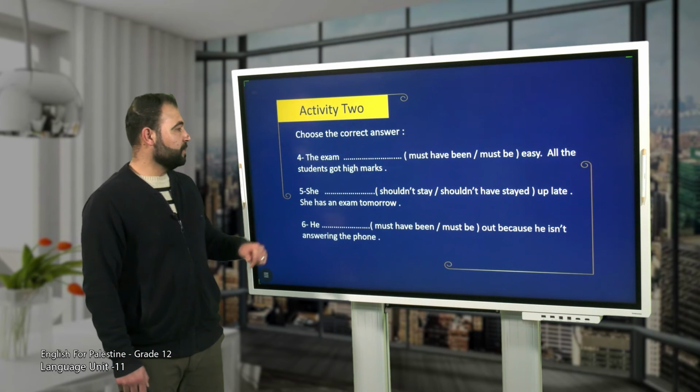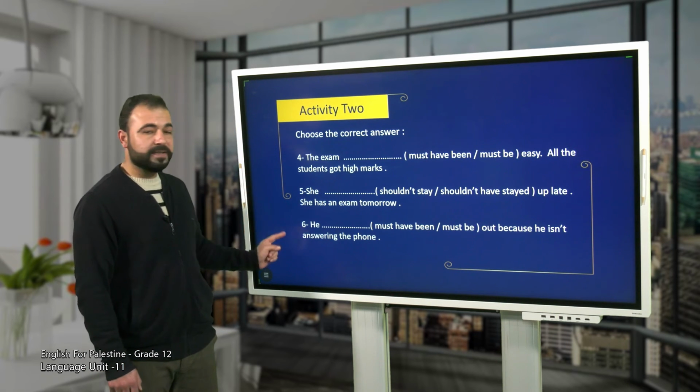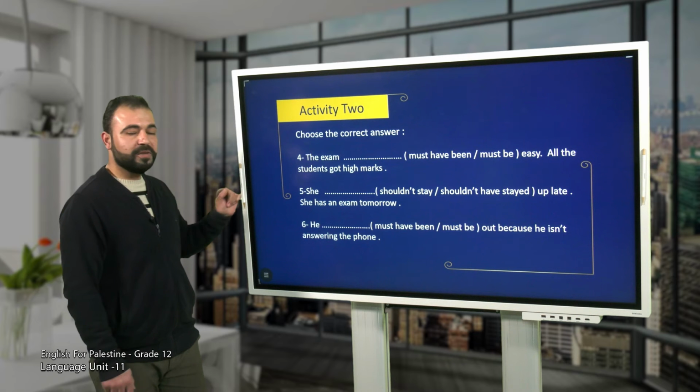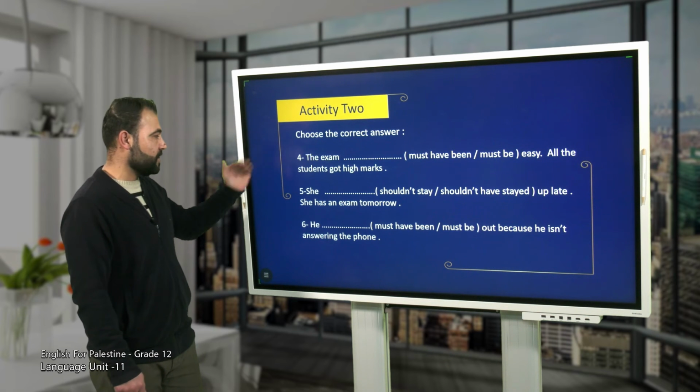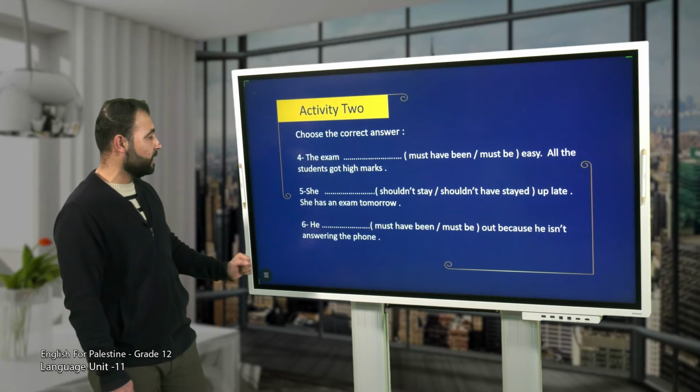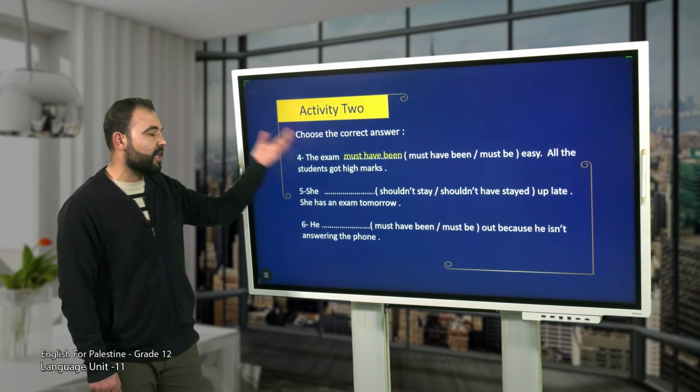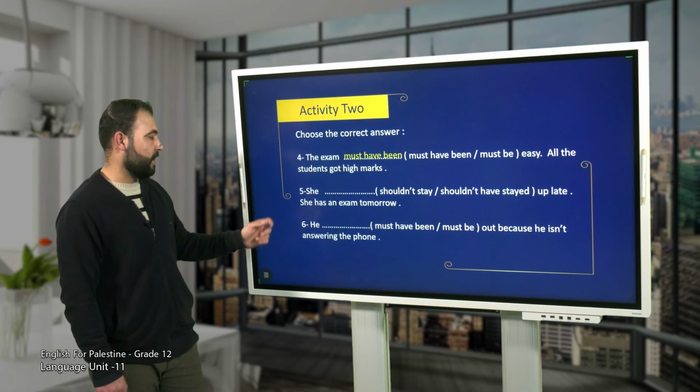Continue with activity 2, sentences 4, 5, and 6. Read them, take 2 minutes, and choose the best answer for each. Thank you. Now, pay attention with me, and let's check your answers. Sentence number 4. The exam must have been or must be easy. All students got high marks. The exam must have been easy because all the students got high marks. It is related to the past.